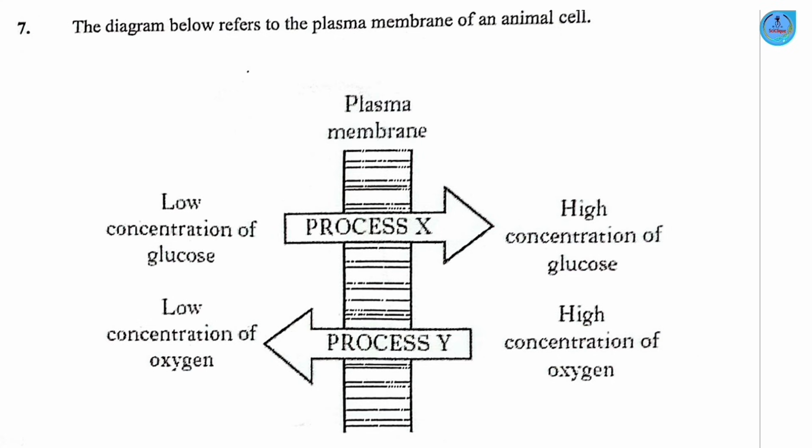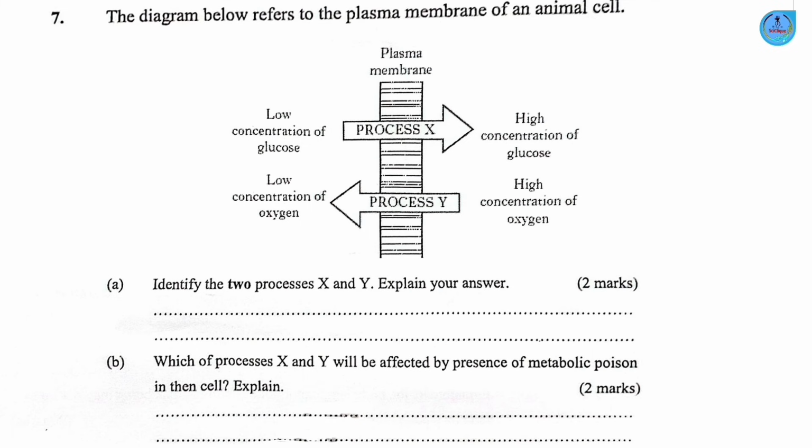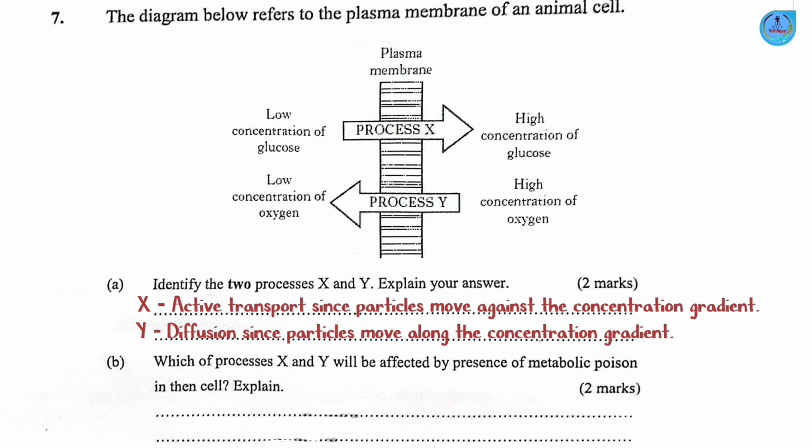What about Y? So we are having oxygen moving from a region of high concentration to a region of low concentration. High to low. That is diffusion. Reason being, movement is along the concentration gradient. This simply means that it's from a region of high concentration to a region of low concentration.